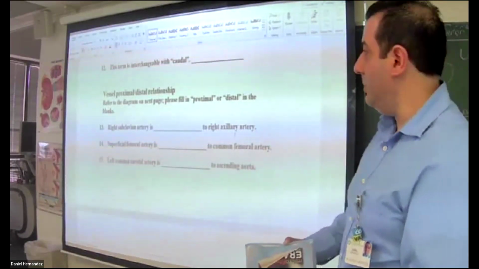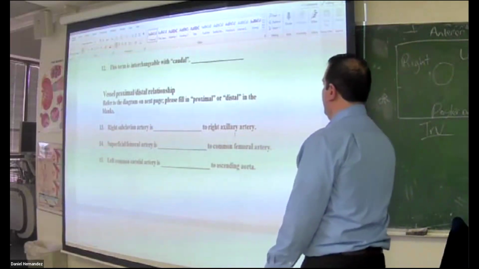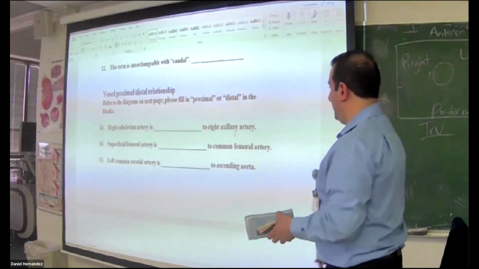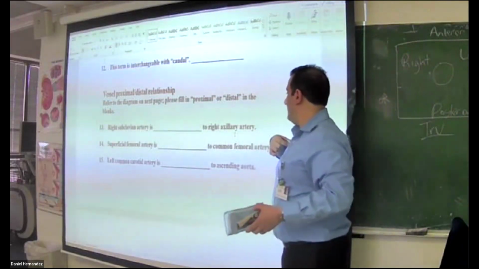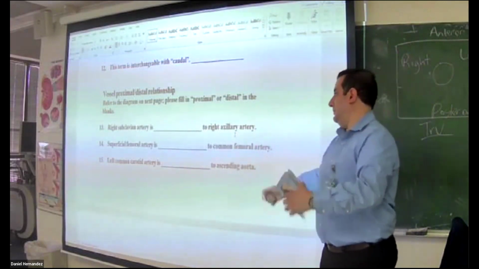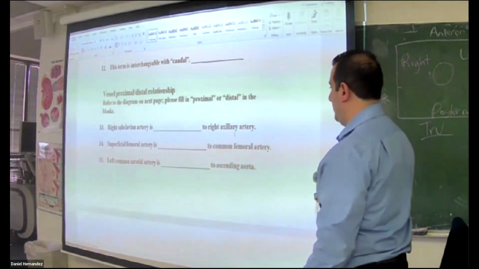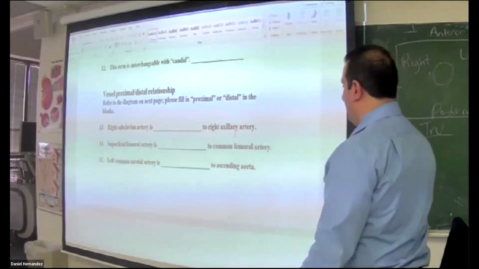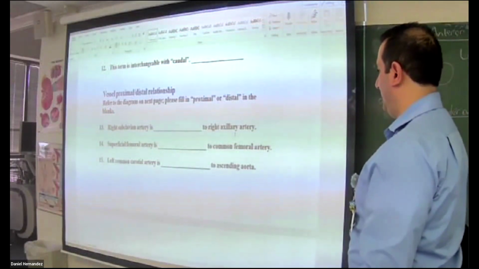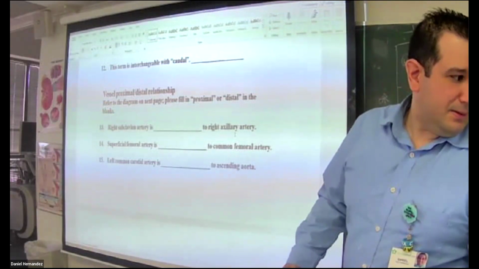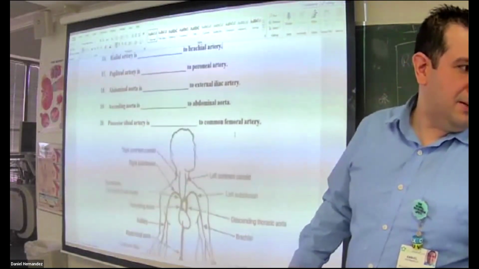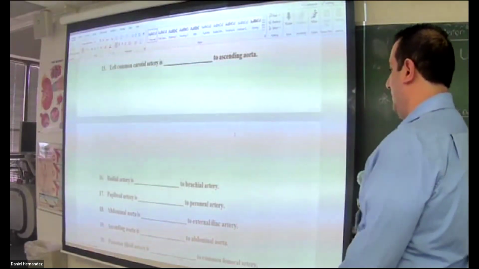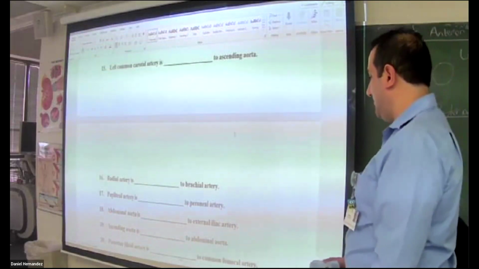Then your proximal and distal relationships. Fill in proximal or distal. Right subclavian is blank to the right axillary artery. Proximal, that is. Superficial femoral artery is blank to the common femoral artery. Distal, good. Left common carotid artery is blank to the ascending aorta. Distal, good. Radial artery is distal to the brachial artery, good. Popliteal artery is proximal to the peroneal artery, good.